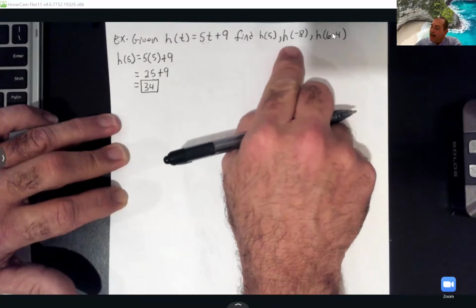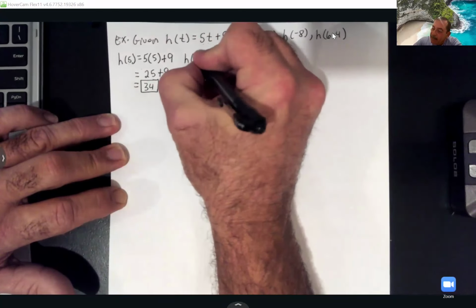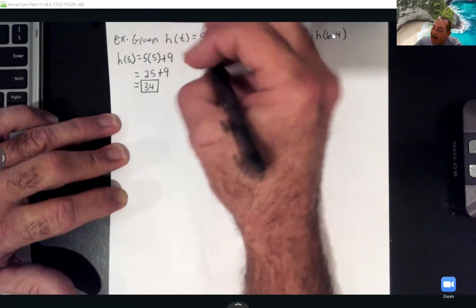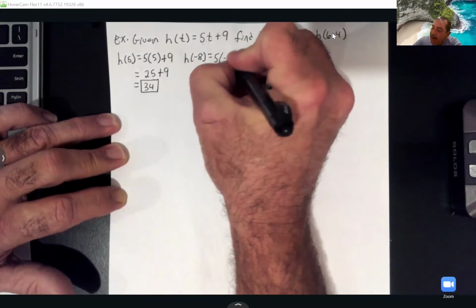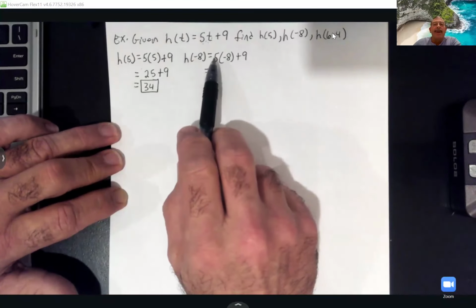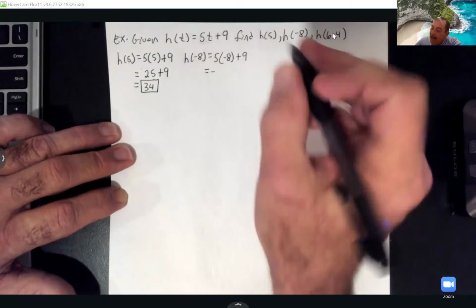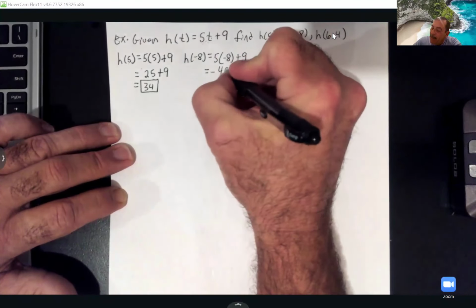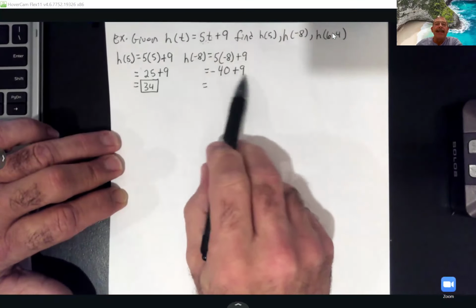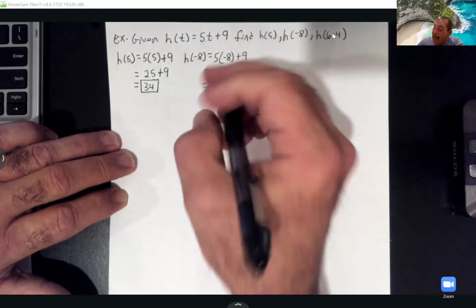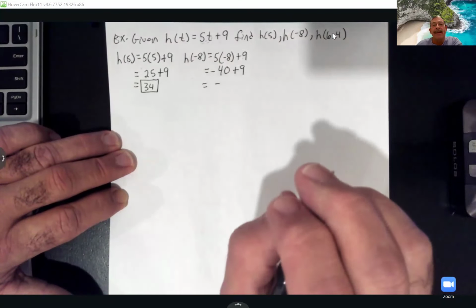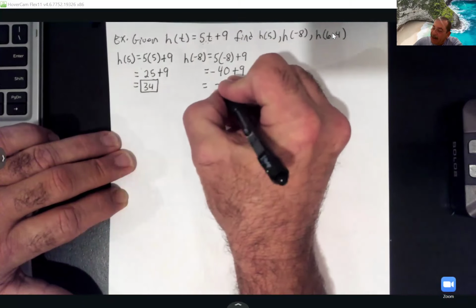Okay. So H of negative 8. So I'm going to take that expression, put the negative 8 in for the T. So that'll give me 5 times negative 8 plus 9. All right, let's see. Positive times a negative is going to make that a negative. And then 5 times 8 is 40. And then plus 9. So see what you're doing again. We're having to add these unlike signs. Now, the larger number is negative, so I know that'll be a negative. And then let's see, 40 minus 9, what's that? That'd be what, a negative 31.